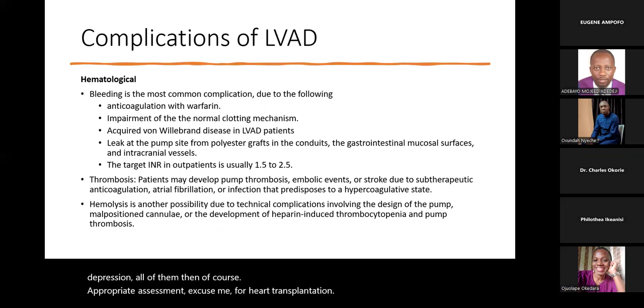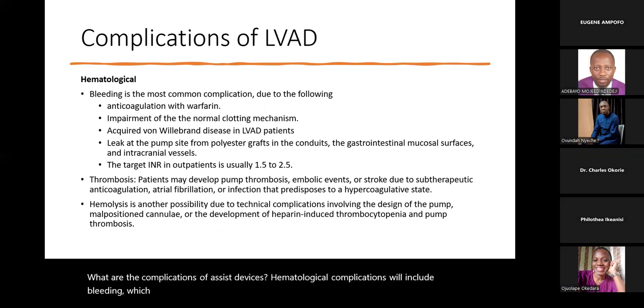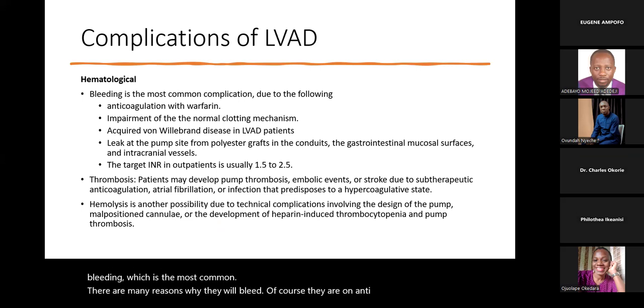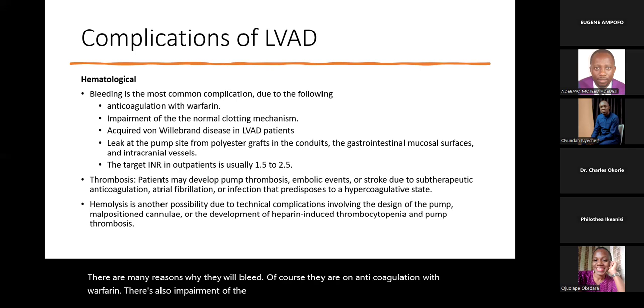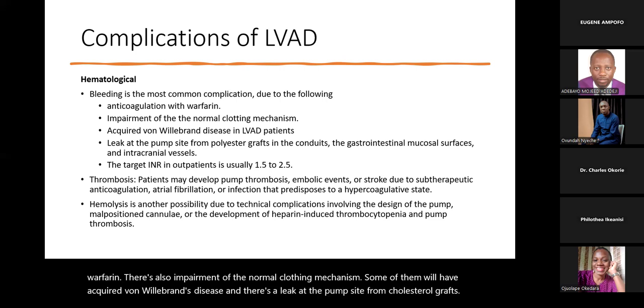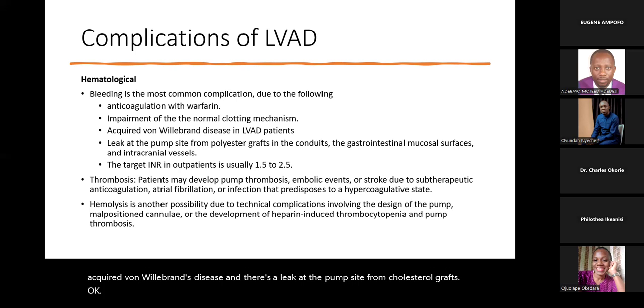What are the complications of assist devices? Hematological complications will include bleeding, which is the most common. There are many reasons why they will bleed. Of course, they are on anticoagulation with warfarin. There's also impairment of the normal clotting mechanism. Some of them will have acquired von Willebrand's disease. And there's a leak at the pump site from polyester grafts, in the conduits, in the mucosal surfaces of the GIT and the intracranial vessels.